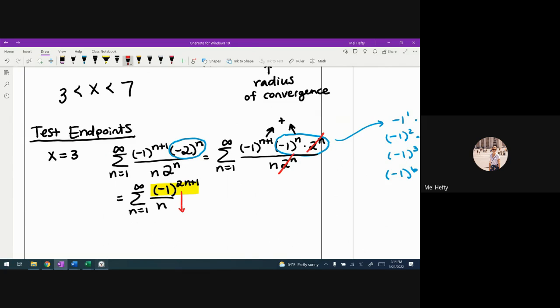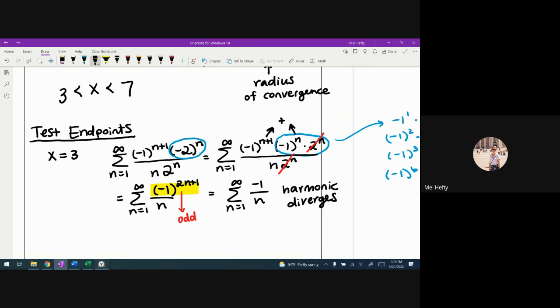All right. Does this alternate? No, because what's true about that power if I plug in 1, 2, 3, 4, 5? It's always going to be odd. That's actually a really good way to define odd numbers: 2n plus 1 or 2n minus 1. So since this is always odd, this top part is only going to equal -1. So what type of series is this? This is harmonic, so it diverges.